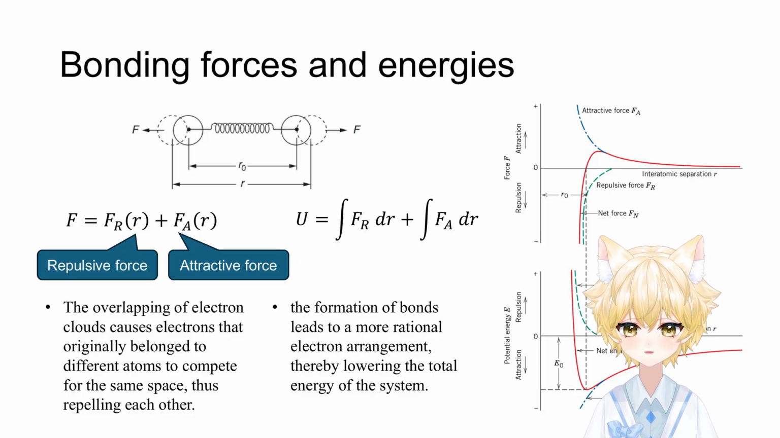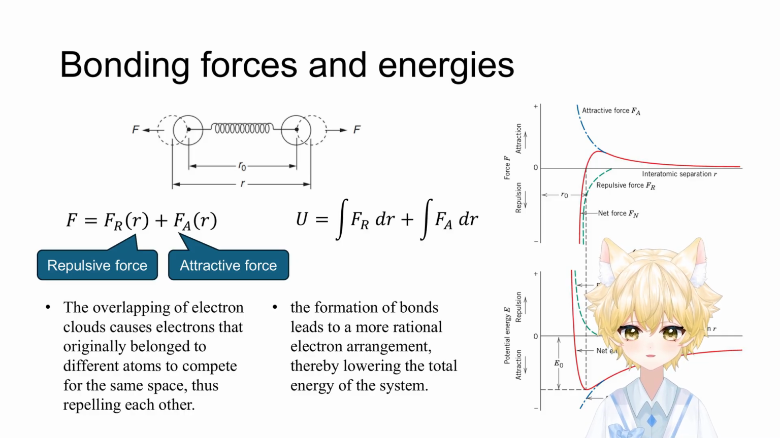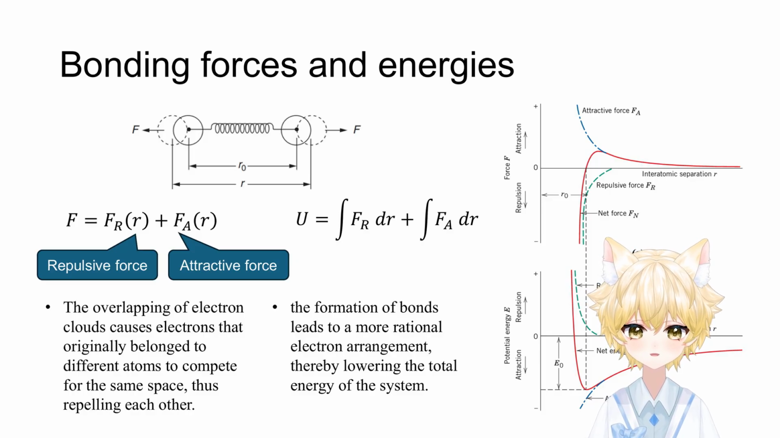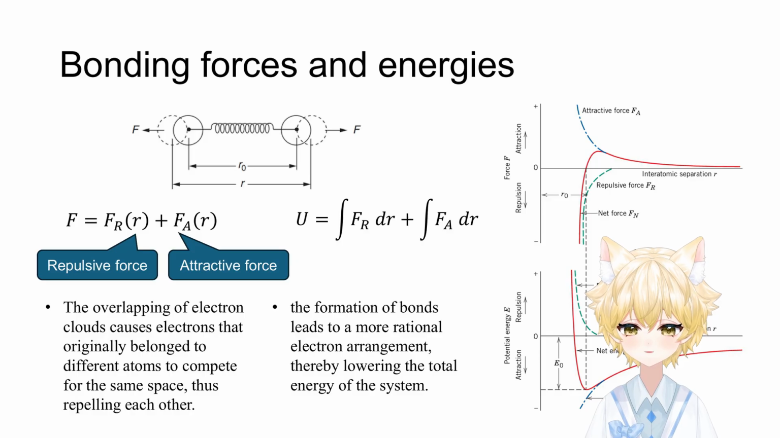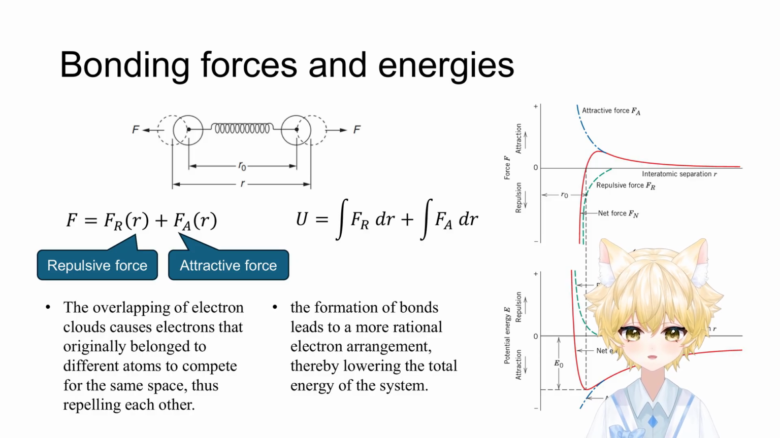When the atoms are too close to each other, the overlapping of electron clouds causes electrons that originally belong to different atoms to compete for the same space, thus repelling each other. At intermediate distances, the formation of interatomic bonds, such as ionic, metallic, and covalent bonds, leads to a more favorable electron arrangement, thereby lowering the total energy of the system. The system naturally tends towards lower energy states, which therefore creates an attractive force.